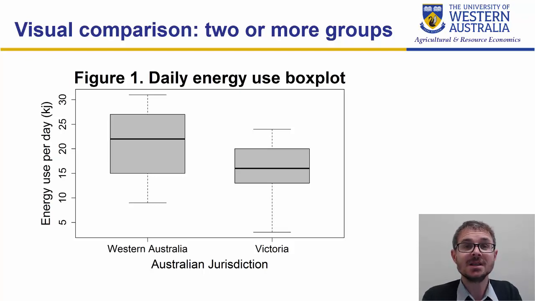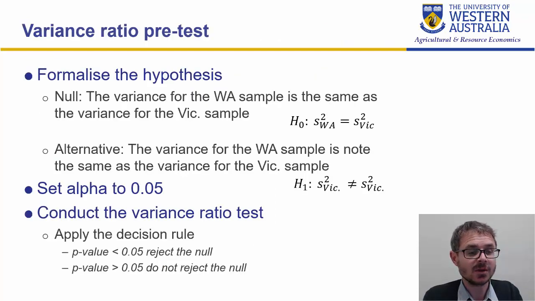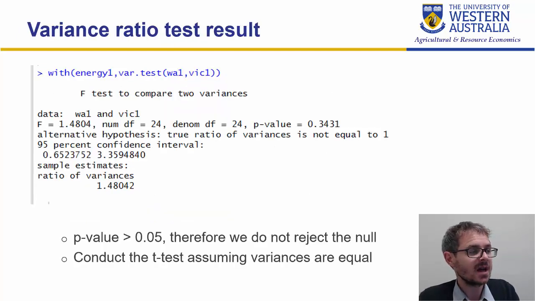Okay, so we need to know which t-test to use for our formula. So we apply the variance ratio test. Remember, we've got three types of t-tests. The only time that we want the variance ratio pre-t-test is when we're doing the two-sample t-test. The variance of the WA sample is equal to the variance of the Victorian sample. That would be our null. Our alternative is that they're not the same. Alpha is 0.05, so that's our p-value decision rule, and we're going to apply it and reach a conclusion. So we're starting to get the hang of this.